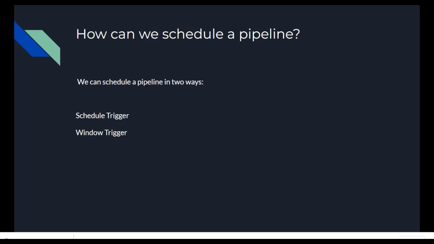Next question is, how can we schedule a pipeline? We can schedule a pipeline in two ways: schedule trigger and window trigger. The schedule trigger follows a wall clock calendar schedule that can schedule pipelines periodically or in calendar-based recurring patterns. So we can schedule the pipeline using either a schedule trigger or a window trigger.